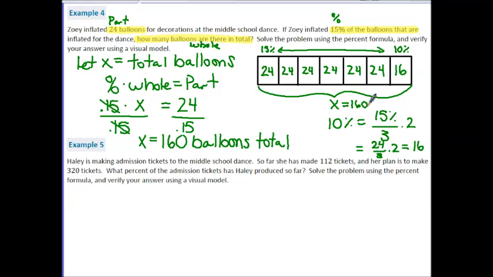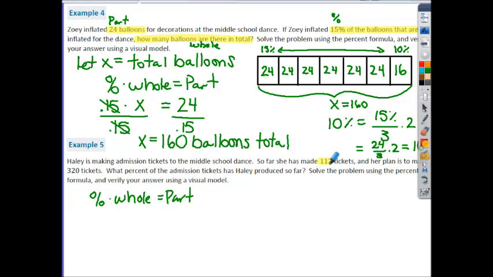So we're asked to use the percent formula. So we would definitely want to use percent times whole equals part. So we need to know some of the elements in this. Let's go through and highlight some important information. So far, she has made 112 tickets. That's going to serve as our part. And the plan is to make 320 tickets total, so that's going to serve as our whole. The one thing I do not know here is the percentage, so let's let X equal the percent produced so far.